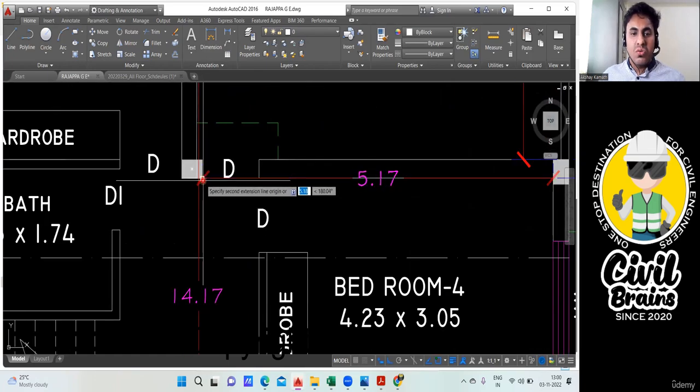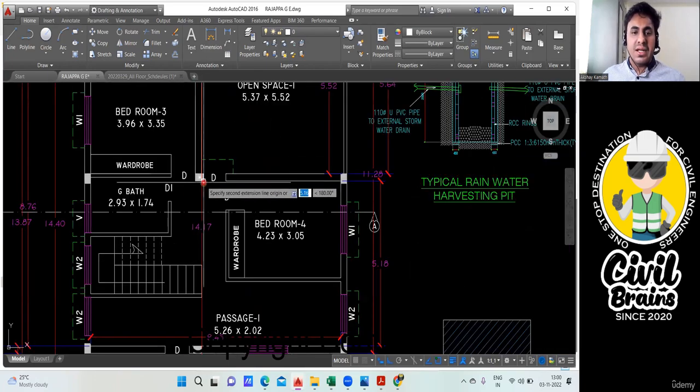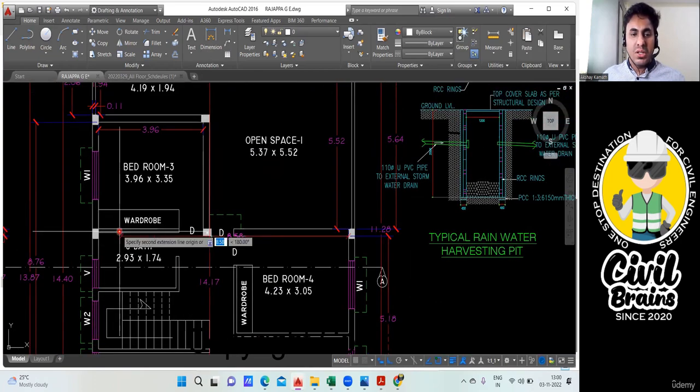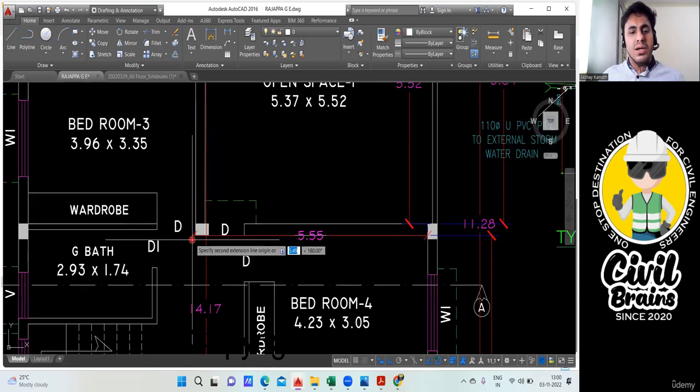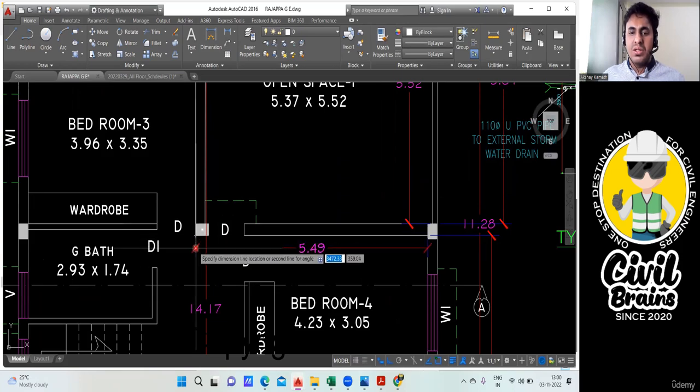Now you'll ask, sir, where will this plastering happen? This I'll consider in the common area. Or when I consider this particular wall, I'll consider that. That also I can do. Otherwise, you consider it completely, no problem. If you consider it completely also, no problem. This wall I'm considering here only.